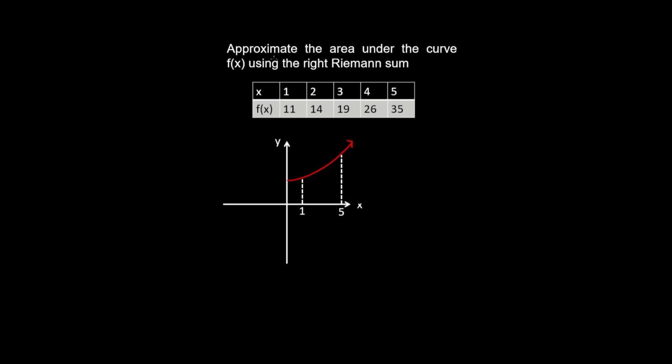Let's approximate the area under the curve using the right Riemann sum. So we divide this curve into rectangles. And now because we're using the right Riemann sum, the right of these rectangles touches the curve.